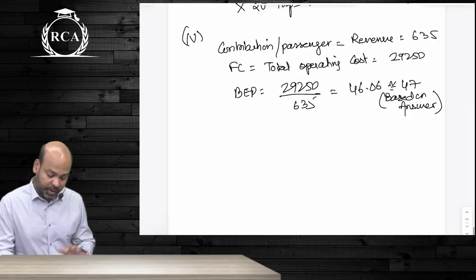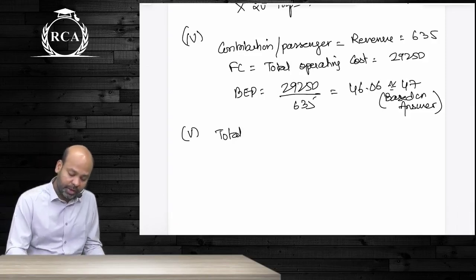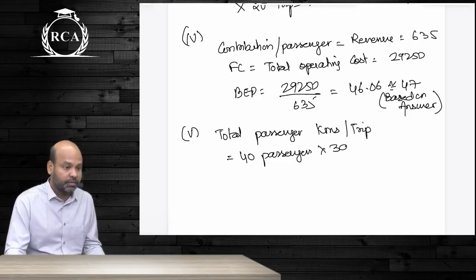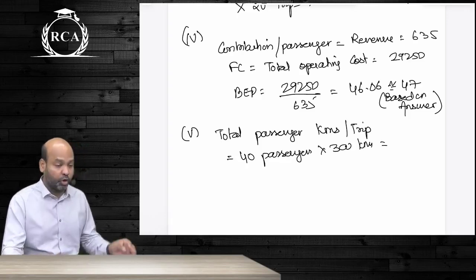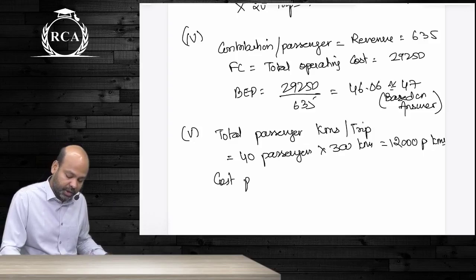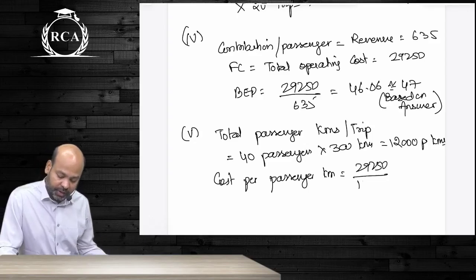Last bit beta, cost per passenger kilometer. What are the total passenger kilometers per trip? Can I write 40 passengers into 300 kilometers? How 40 passengers? 50 into 80%. 300 kilometers distance covered. So this will become 12,000 passenger kilometers. So what will be the cost per passenger kilometer beta? You already have the operating cost. Operating cost कितना है? 29,250 divided by 12,000.